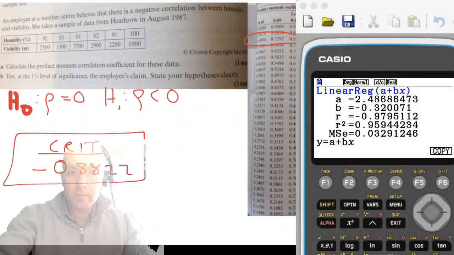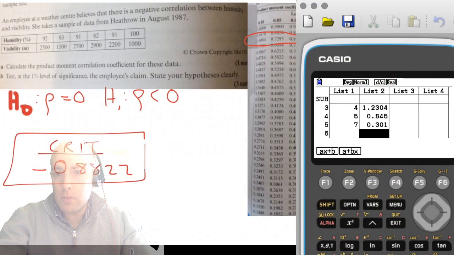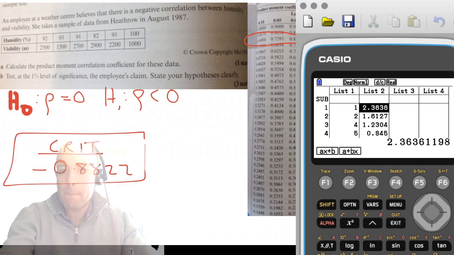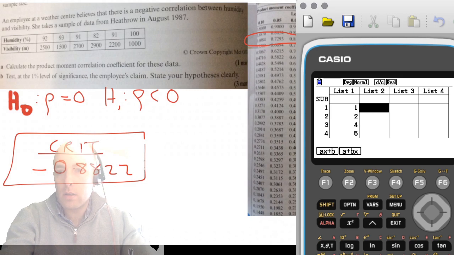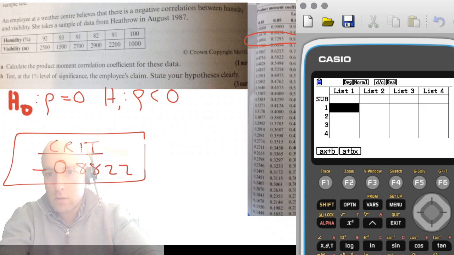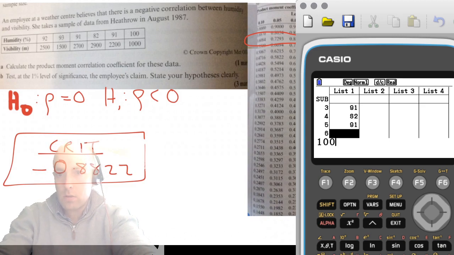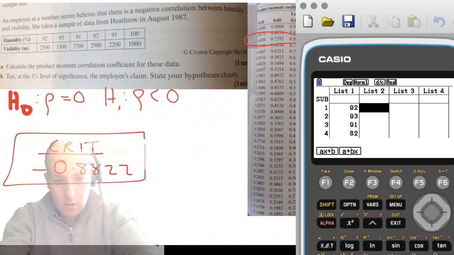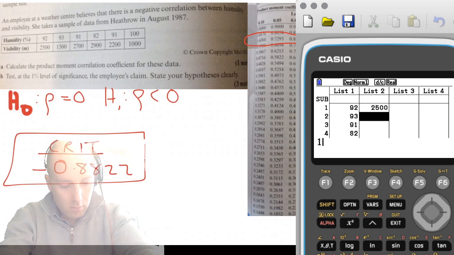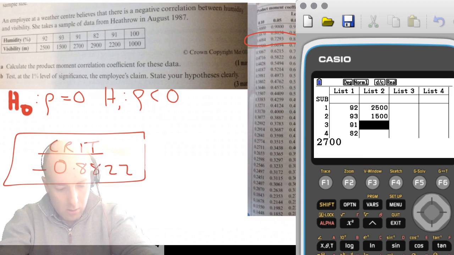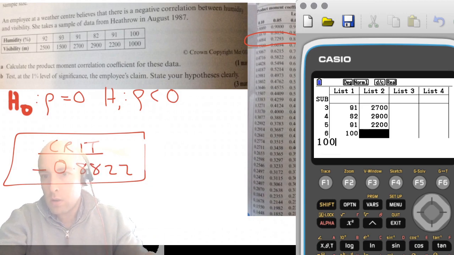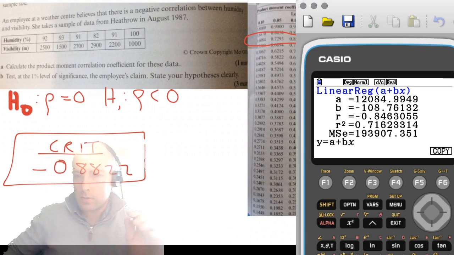So bring up the calculator, type in all the data. 93, 91, 82, 91, 100, 2500, 27. So R is minus 0.846, or it's going to be close.